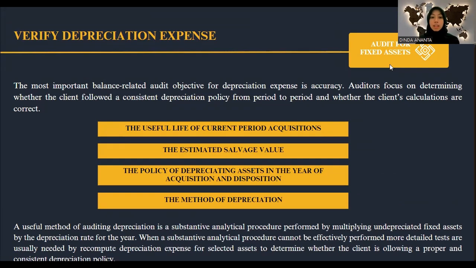First, the useful life of current period acquisitions, estimated salvage value, the policy of depreciating assets in the year of acquisition and disposition, and the method of depreciation. A useful method of auditing depreciation is a substantive analytical procedure formed by multiplying undepreciated fixed assets by the depreciation rate for the year.